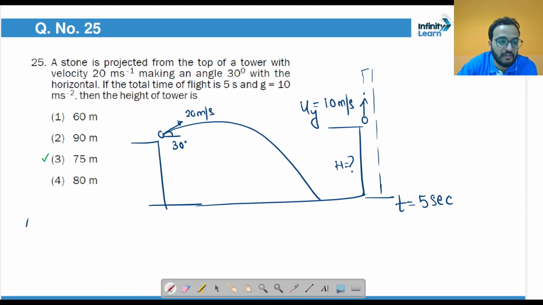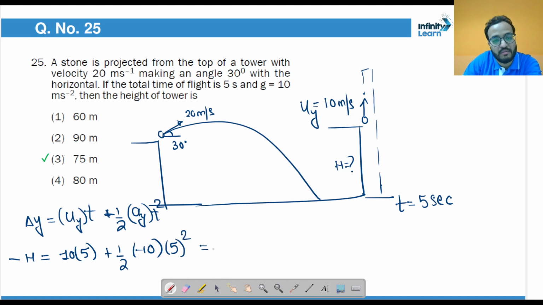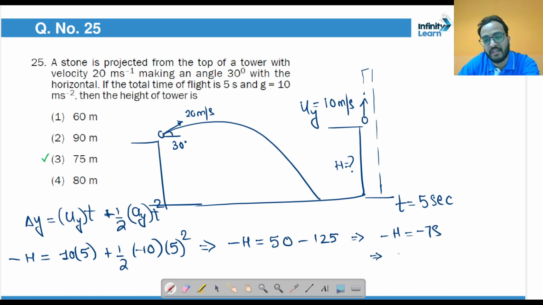Simply you will say, delta y is equal to uy into t plus half into ay into t square, right? Now delta y will be minus h because it is coming down, minus h. Uy will be 10, t is 5, plus half into ay, which is minus 10, into 5 square. So you can say minus h is equal to 50 minus 125. So minus h is minus 75. So h is equal to 75 meters.